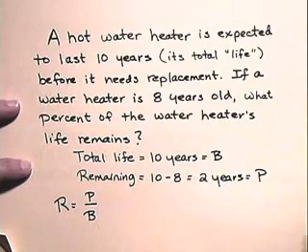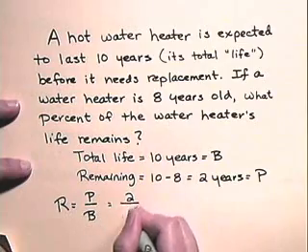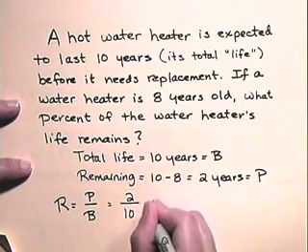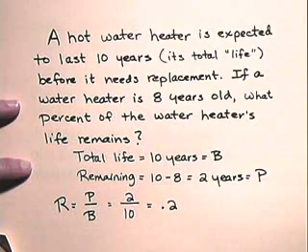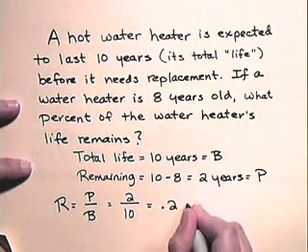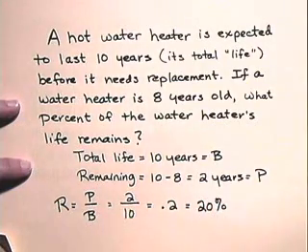And we know that the rate is part divided by base. So the rate will be 2 years divided by 10 years, which is 0.2, or 2/10. And if we write that as a percent, that will be, moving the decimal 2 places, 20%. So we can see that for this hot water heater, 20% of its total life is remaining.